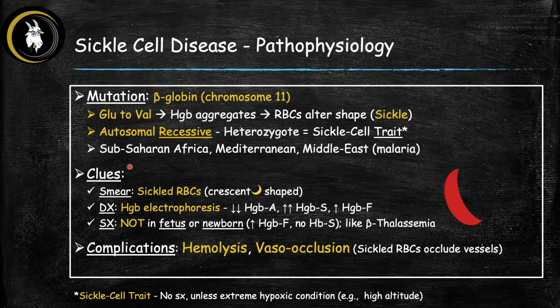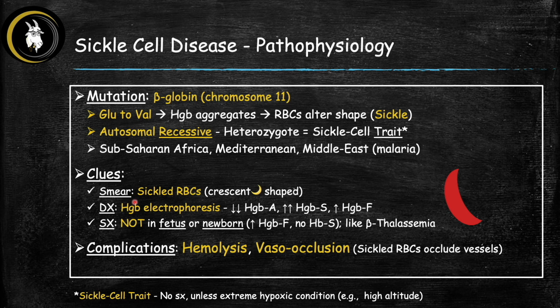Now let's talk about the key findings to help clue you into this diagnosis. First is the peripheral blood smear. The key to this diagnosis is to actually visualize the sickled red blood cells on a smear, and you can identify them pretty easily because their shape looks like a sickle or a crescent moon, and I'll show you a blood smear with this finding soon.